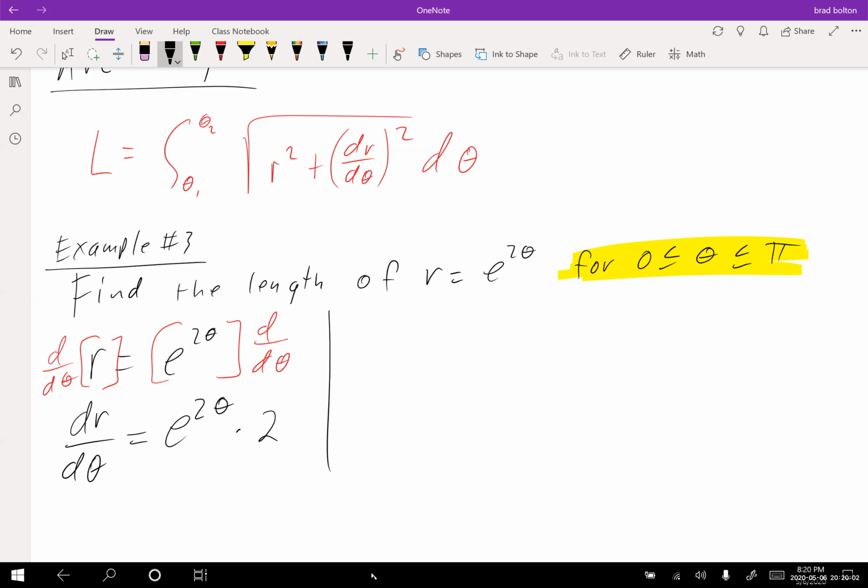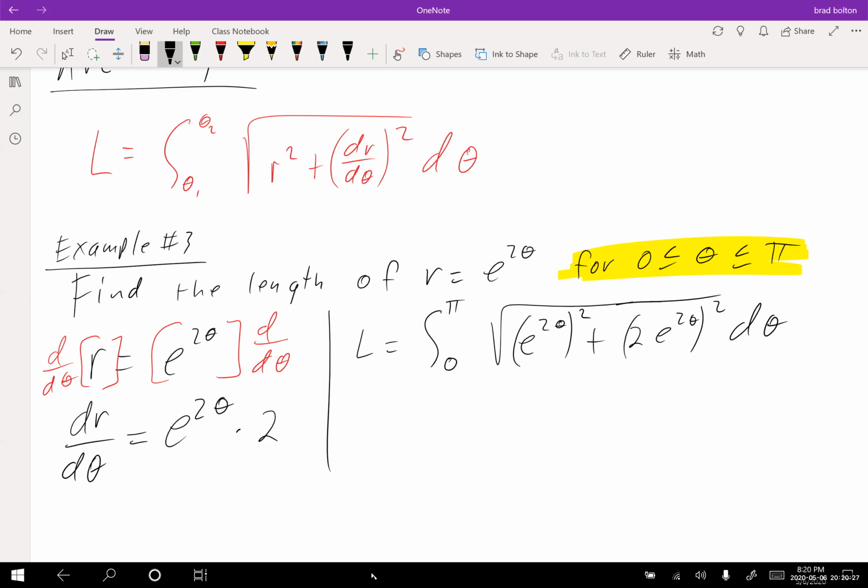Now we can just use the formula. L equals the integral from 0 to pi. They told us these values, we didn't have to go hunting for them like we used to. Then we have the square root of r squared, so e to the 2 theta quantity squared, plus dr d theta, which is 2e to the 2 theta, the entire thing squared, d theta. So the length is the integral from 0 to pi of the square root of e to the 4 theta plus 4e to the 4 theta d theta.